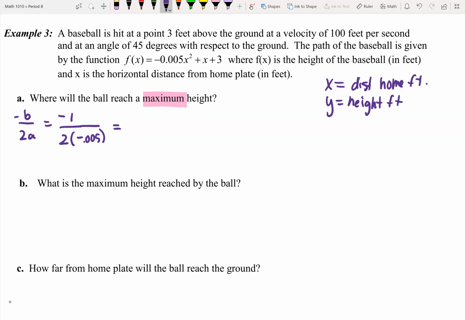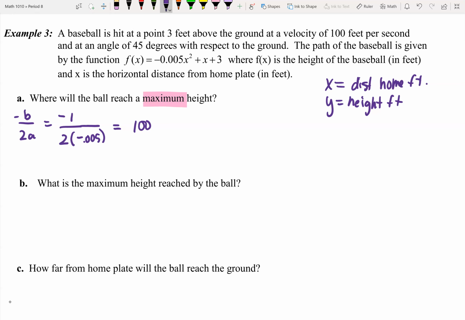Tell me what to push right now. Parenthesis 2 times 0.005. Close it, enter, and I get 100. I feel like maybe you don't understand this question because I didn't get a lot of answers. What does that 100 stand for? Is it the x or is it the y? It's the x. Look at the description.